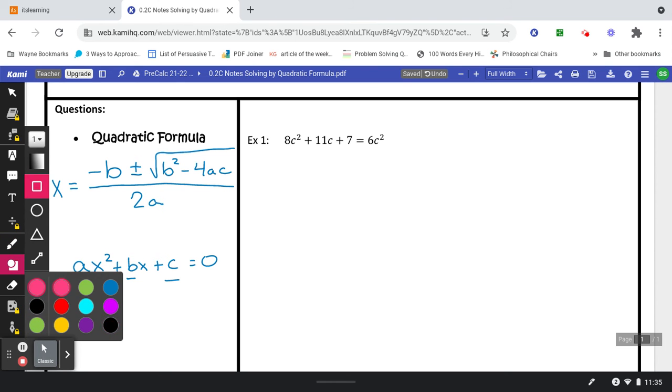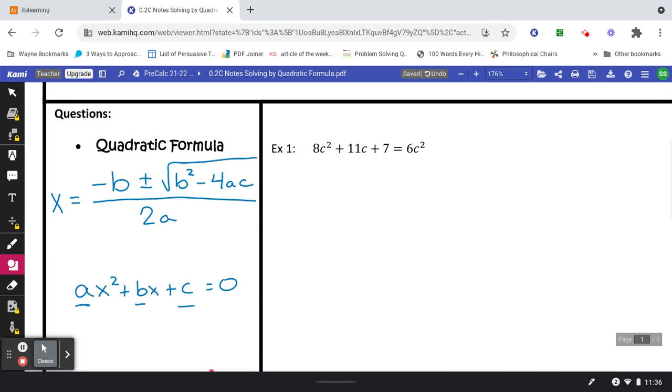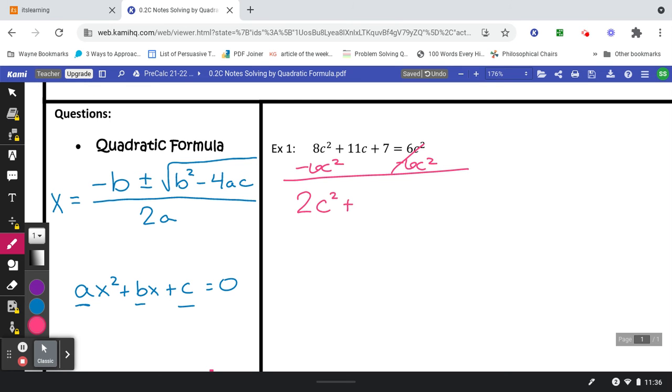Let's try example number 1. 8c squared plus 11c plus 7 equals 6c squared. We're going to start by moving the 6c squared to the other side. That gives us 2c squared. Bring down the 11c. Bring down the 7. And then this number is our A, 11 is our B, 7 is the C.